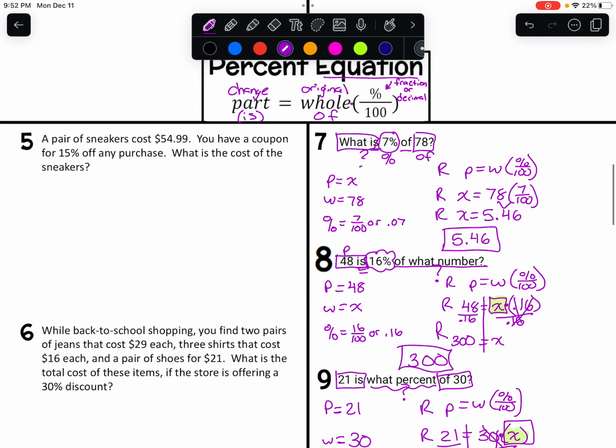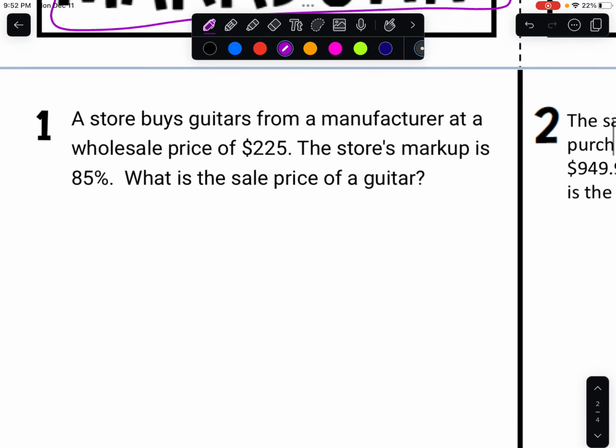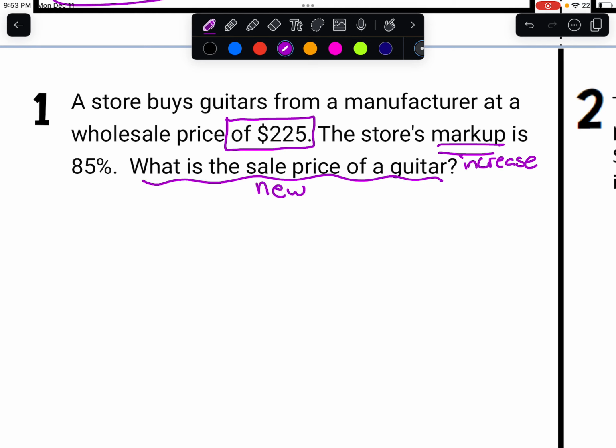Okay, now that's straight up math. Let's get into some real life stuff. Come up here. It says a store buys guitars from a manufacturer at a wholesale price of $225. Now think about it. Okay, let's read the rest to decide if this is a part or a whole. The store's markup, I always like to put increase, is 85%. What is the sale price, aka the new price, of the guitar?